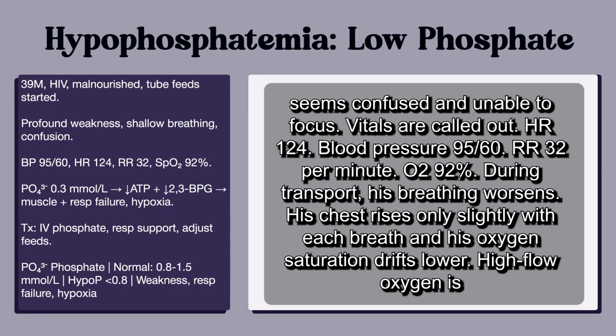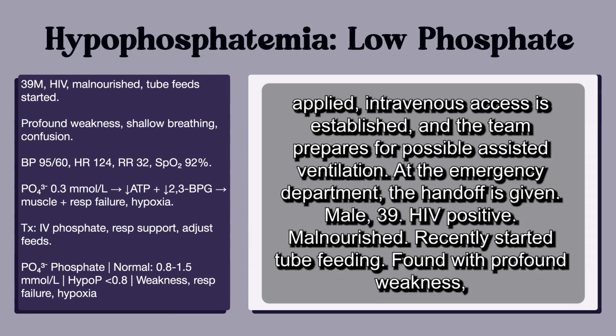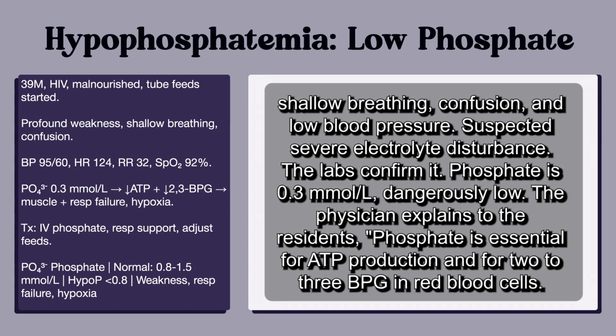During transport, his breathing worsens. His chest rises only slightly with each breath, and his oxygen saturation drifts lower. High-flow oxygen is applied, intravenous access is established, and the team prepares for possible assisted ventilation. At the emergency department, the handoff is given. Male, 39. HIV positive. Malnourished. Recently started tube feeding. Found with profound weakness, shallow breathing, confusion, and low blood pressure.